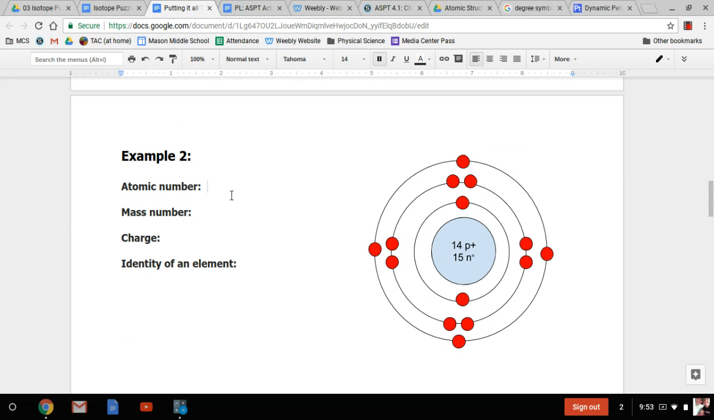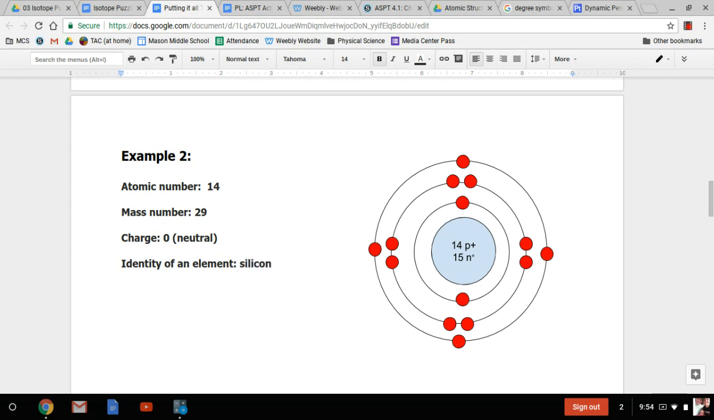Atomic number here is 14. That's my protons. My mass number is 29 from my protons and neutrons. My charge, well, I have 14 protons, and if I count here, I have 2, 8, and 4. So I also have 14 electrons. So my charge here is neutral. Sorry, I cannot spell. And the identity here is, if we have 14, this is silicon.